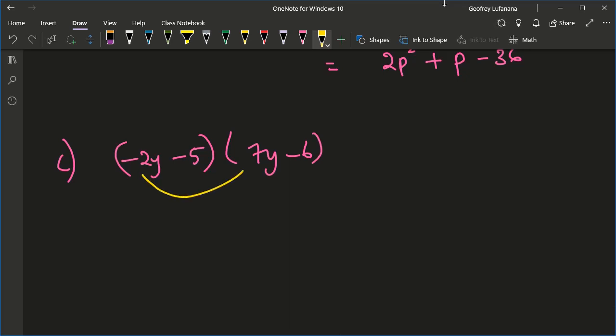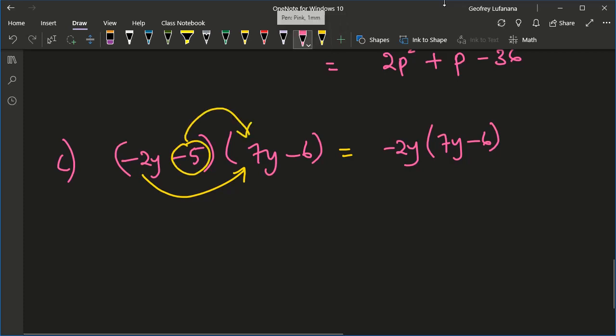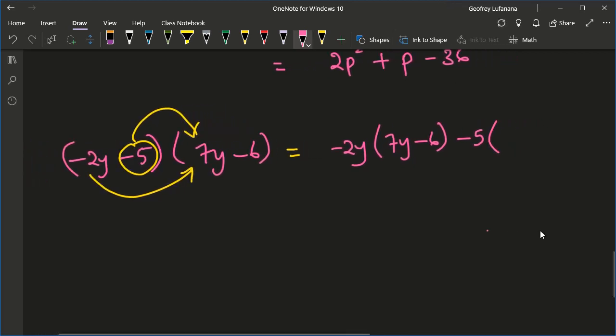So I have 2y multiplying that bracket. So my expression is going to be negative 2y. It has a negative in front of it. That's why I'm writing it as negative 2y. This is 7y minus 6. Then I have negative 5 multiplying that bracket also. So this would be a minus 5 into 7y minus 6.